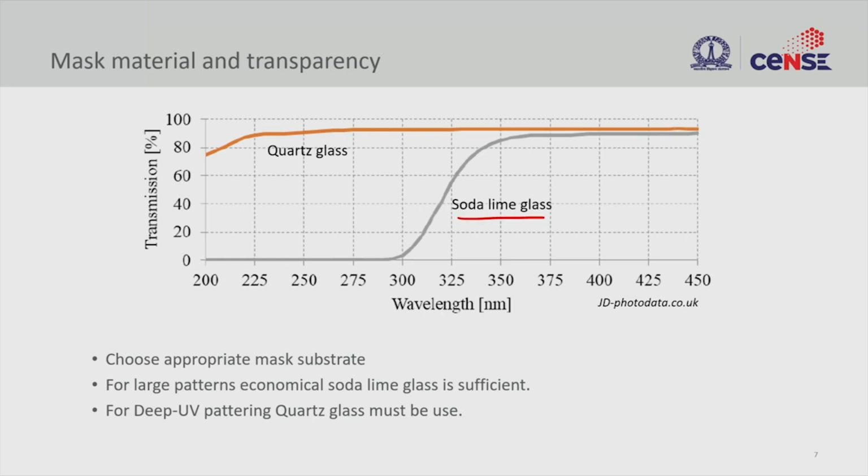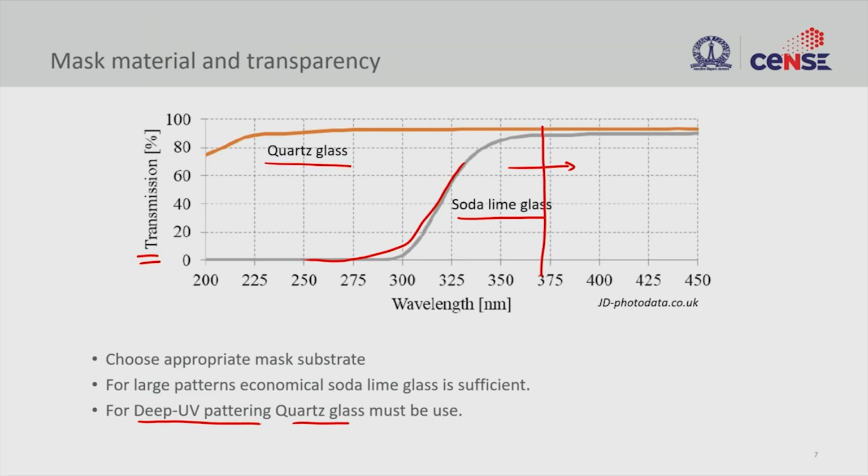Soda lime is a very commonly used substrate material in academia and in industry as well, if your illumination wavelength is I line. So if you are operating at a longer wavelength, you don't really worry about the absorption. So soda lime is transparent. So this is the transmission. But then if you are looking at deep UV patterning, you want to use quartz, because the absorption of soda lime glass increases. That means the transparency goes down. So you want the material to be transparent when you are using deep UV. And in that case we use quartz glass. Okay.